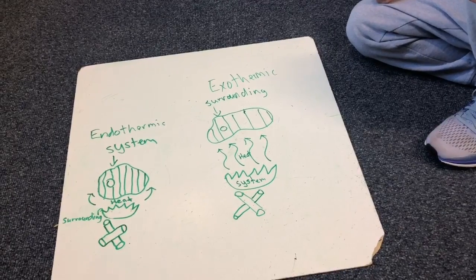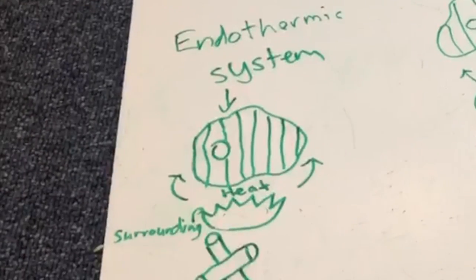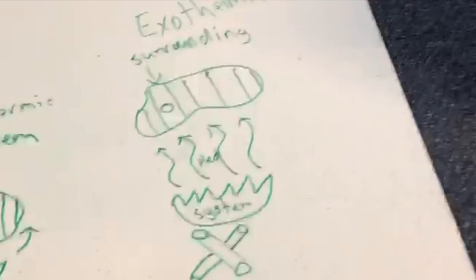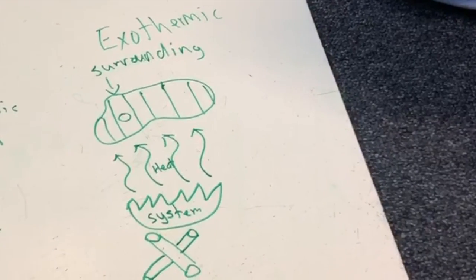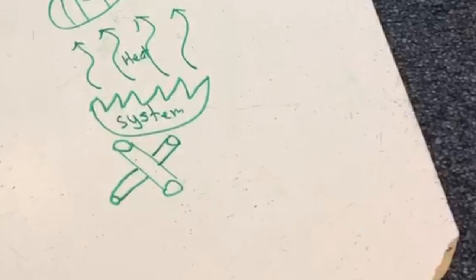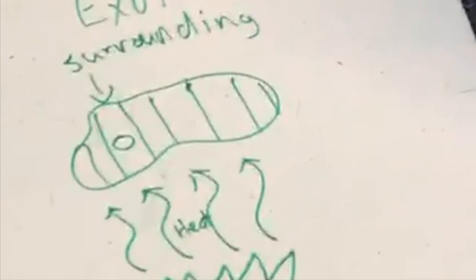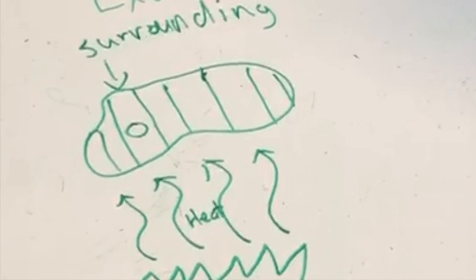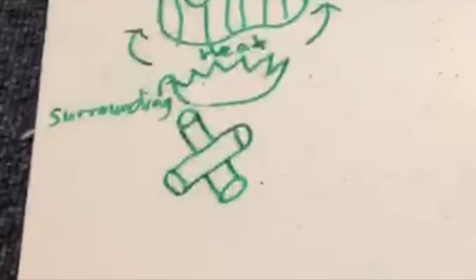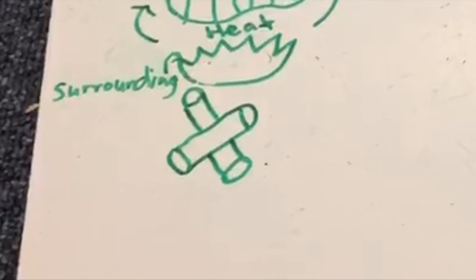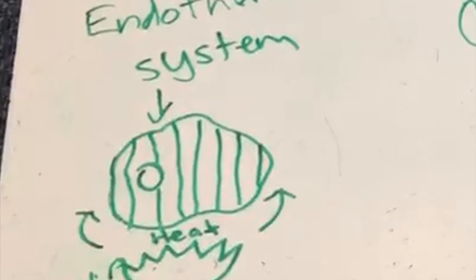Here we have two types of processes, one being endothermic and the other being exothermic. In the exothermic process, we have the system, which is the fireplace, giving heat to the surroundings, which is the steak. In the endothermic process, we have the surroundings giving heat to the system.